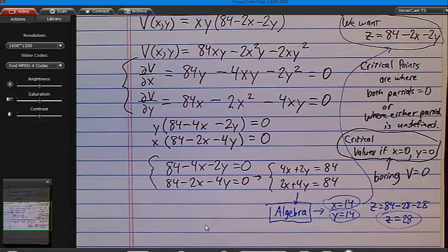Let me ask you guys, when you do this problem we just did, what's harder, the calculus or the algebra?